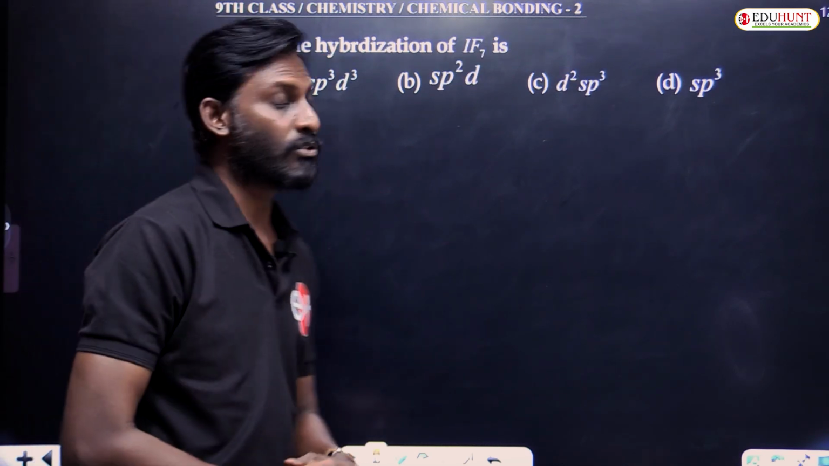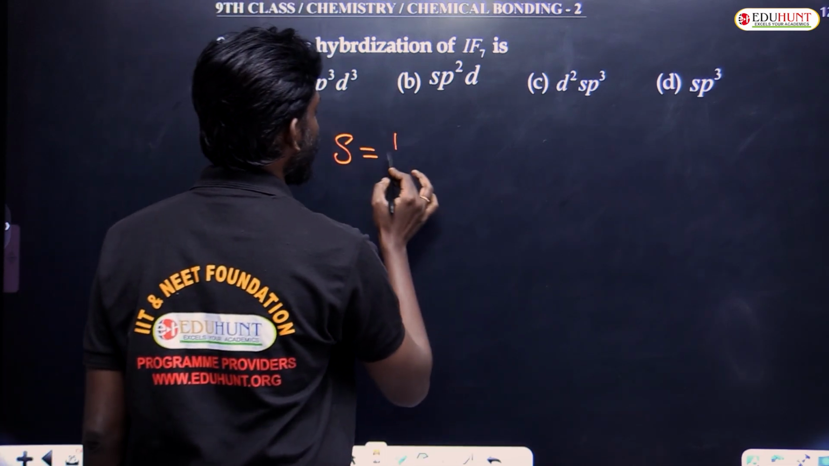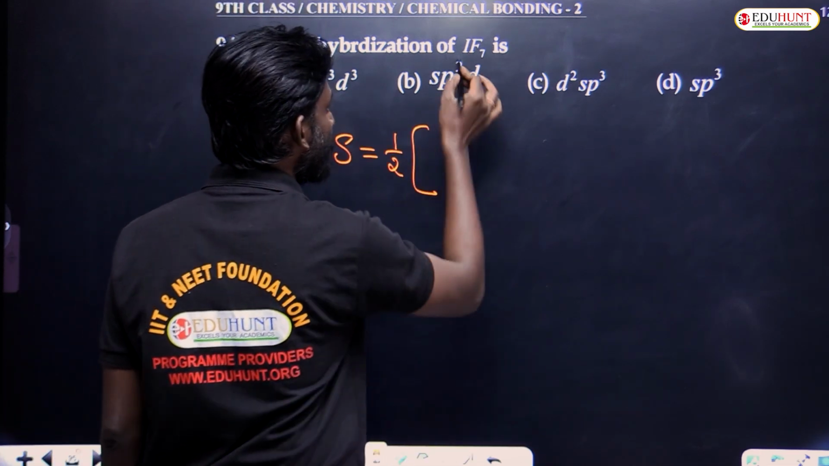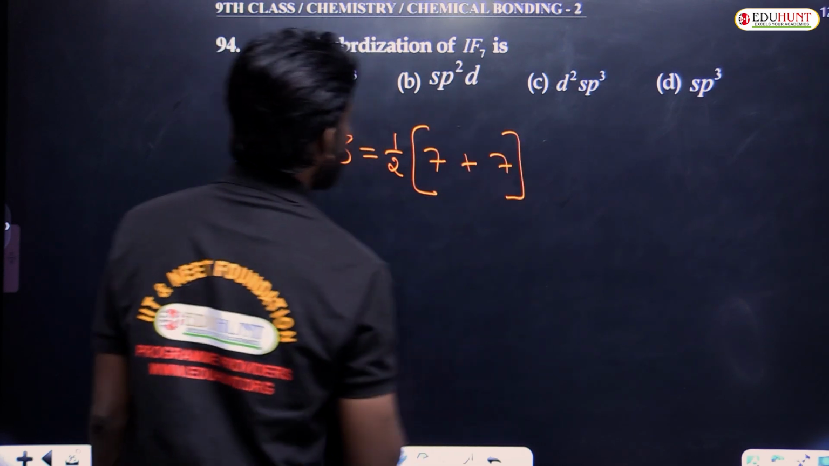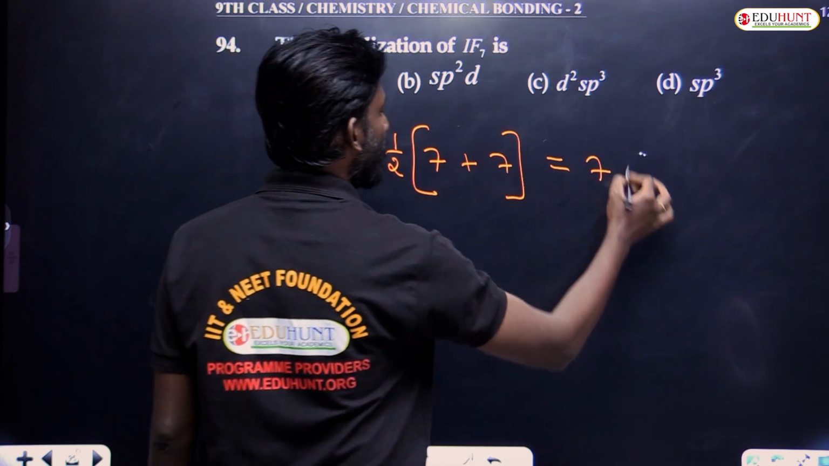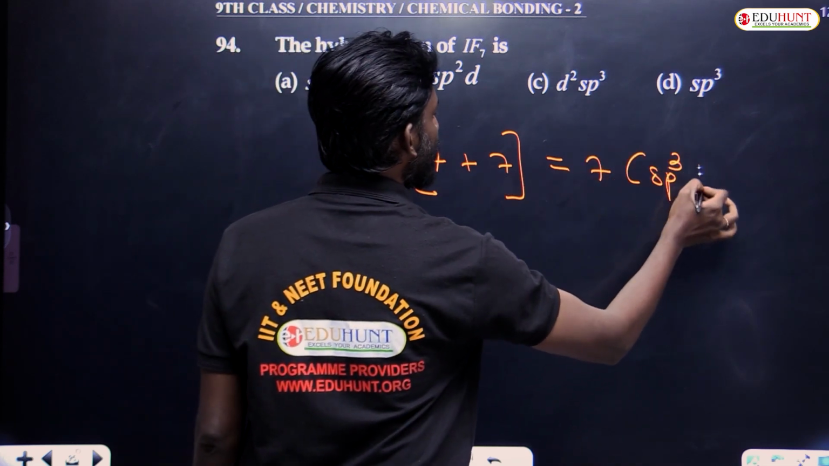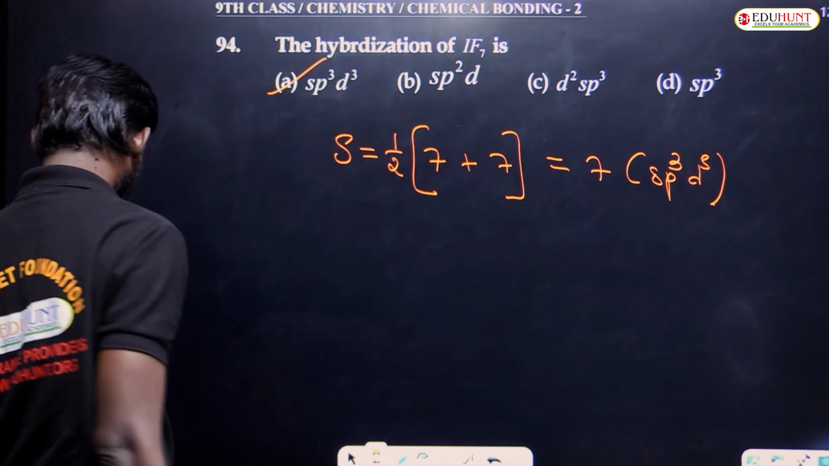The hybridization of IF7, you can go by the formula S is equal to 1 by 2 times the iodine valence electrons 7 plus 7, so that is 14 by 2, that is 7. So, the suggested hybridization is sp3d3, the first option.